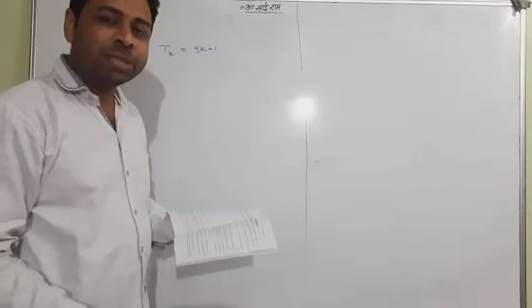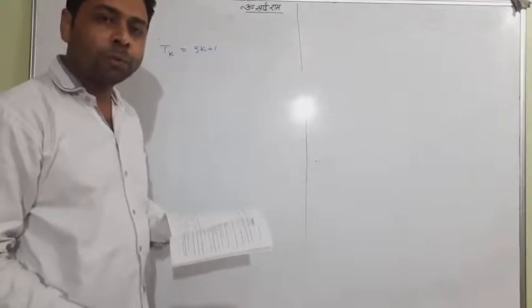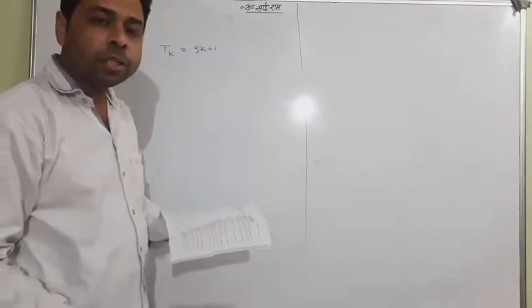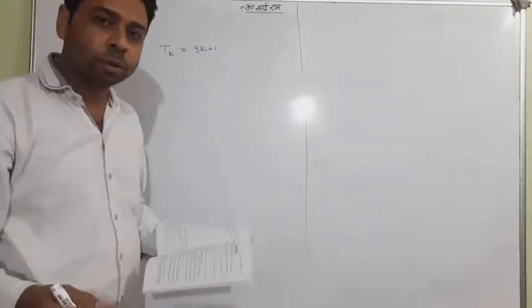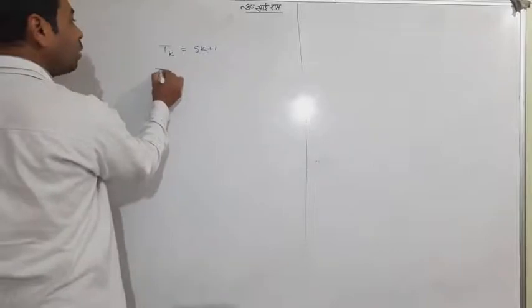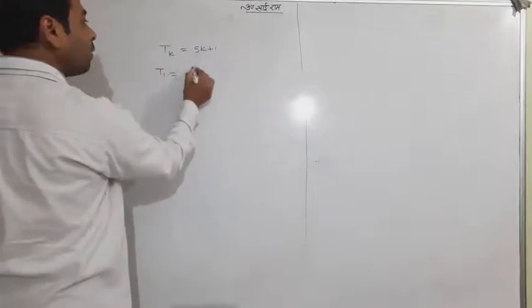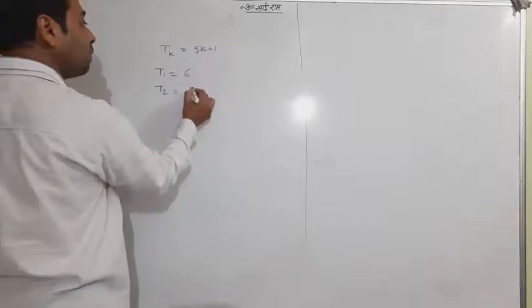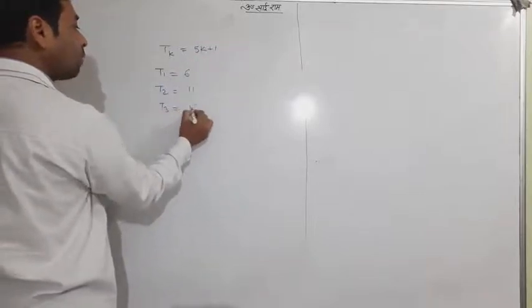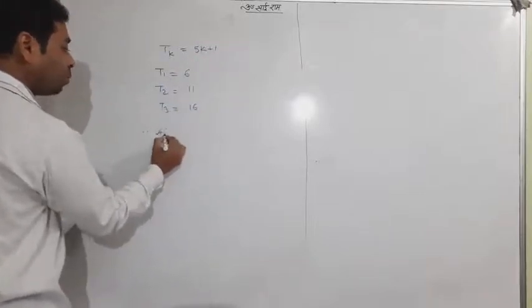Whenever any term is given in symbolic form, you can find the sequence easily just by putting k equal to 1, 2, 3, 4, 5, 6 and so on. If you put k equal to 1, you will get the first term: 5 ones are 5, and 1 makes 6. If you put k equal to 2, 2 fives are 10 and 1 is 11. If you put 3, 3 fives are 15 and 1 is 16, and that means the AP is what?